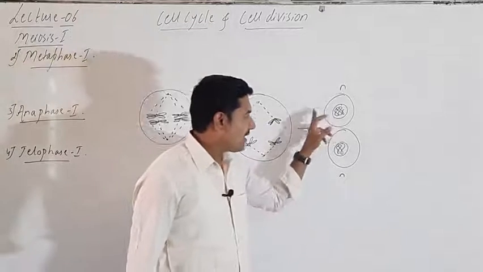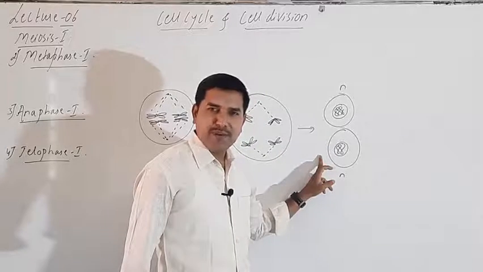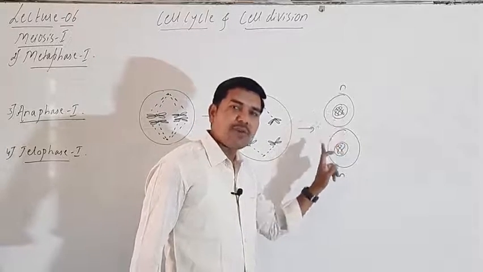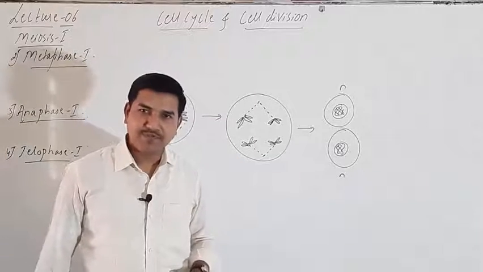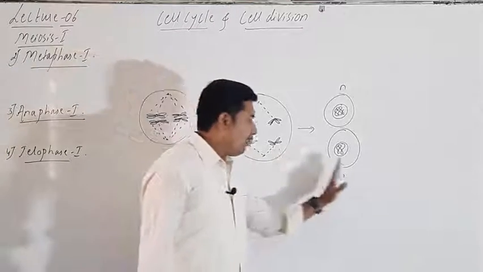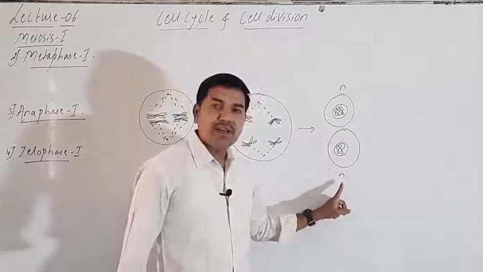Then after that the cell will cut into two. That means karyokinesis is followed by cytokinesis. Cytokinesis is division of cytoplasm. It occurs. Right. By this the chromosome number remains half.